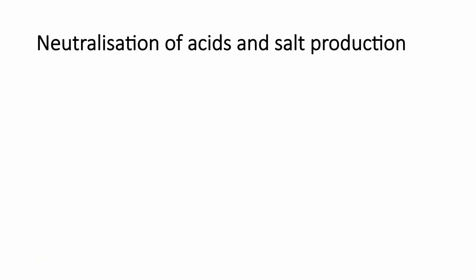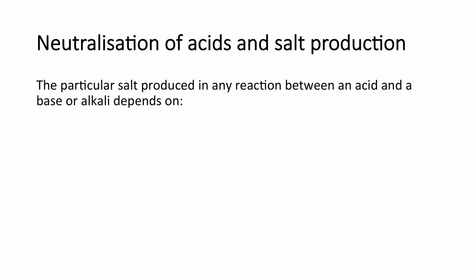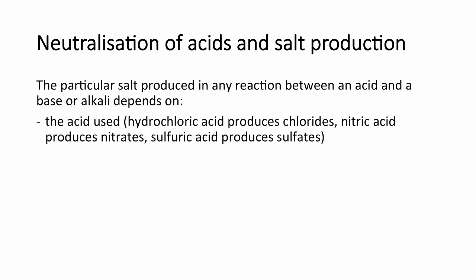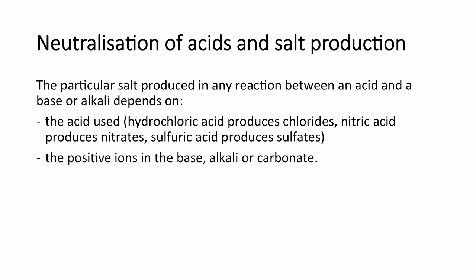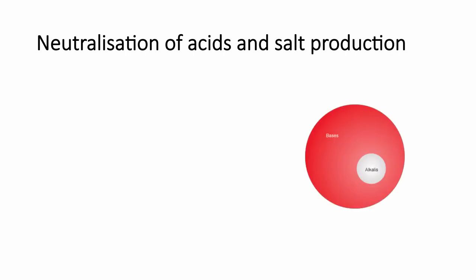Neutralisation of acids and salt production. The particular salt produced in any reaction between an acid and a base or alkali depends on the acid used. For example, hydrochloric acid produces chloride salts, nitric acid produces nitrate salts, and sulfuric acid produces sulfate salts. It also depends on the positive ion from the base, alkali or carbonate.